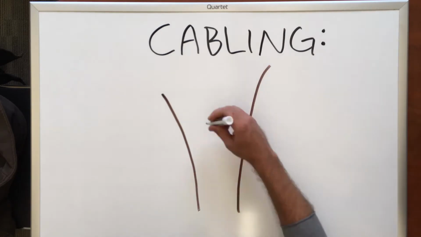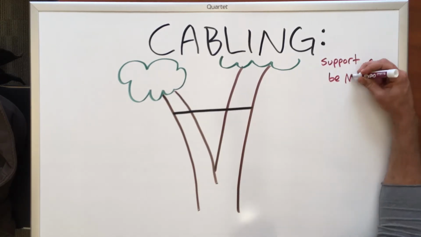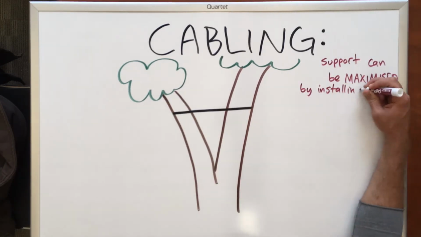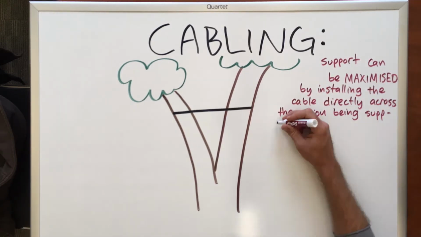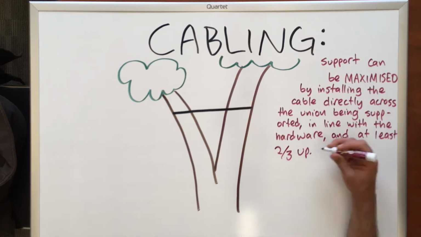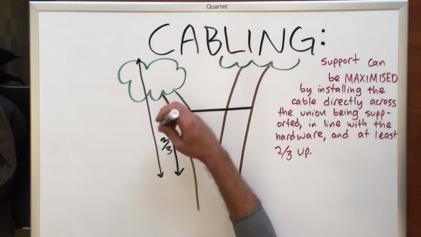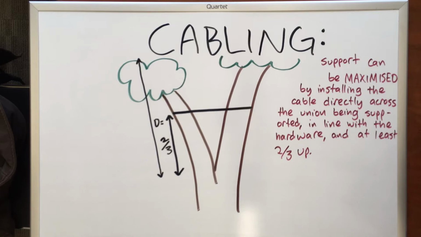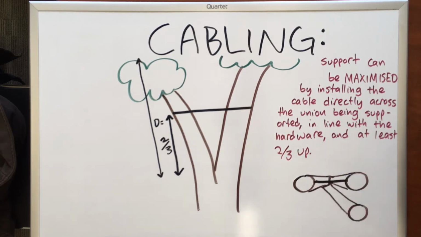In this technique, cables are installed between two or more limbs in a tree to limit movement of limbs with weak branch connections or to support heavy limbs. When cabling, support can be maximized by installing the cable directly across the union being supported, in line with the hardware and at least 2/3 up. Again, we'll want to place our cable approximately 2/3 the distance from the weak attachment to the end of the limbs to be cabled. The branches must be large and solid enough to provide adequate support, but far enough from the crotch to utilize leverage as an advantage.